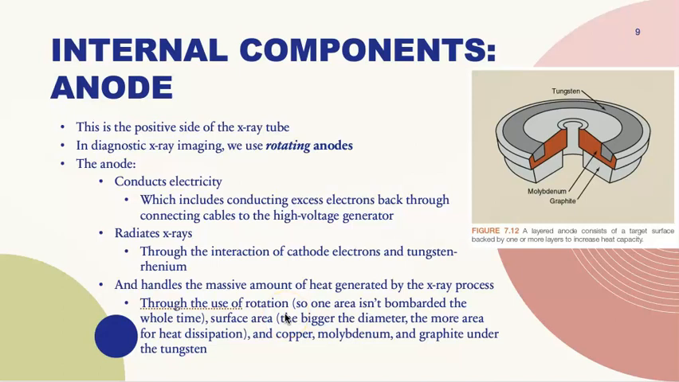Also, through the use of rotation, not just one single area is bombarded by those electrons the whole time, as in the stationary anode. Again, surface area: the bigger the diameter, the wider it is, basically, the more area for heat dissipation. And then the copper, molybdenum, and graphite under the tungsten also help manage heat.